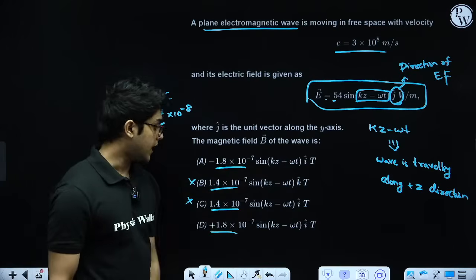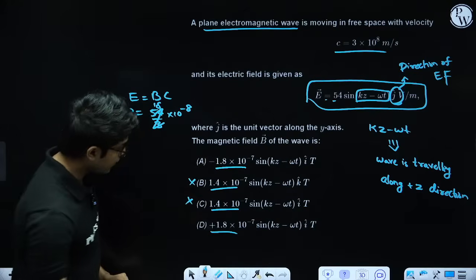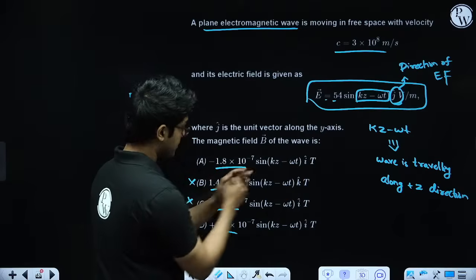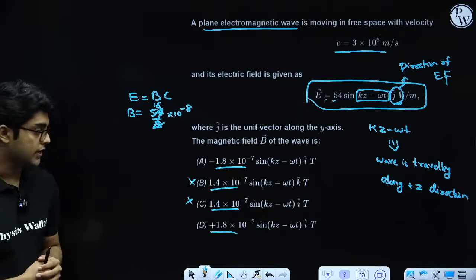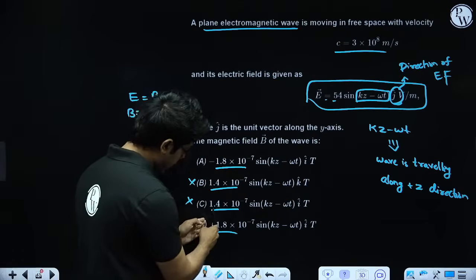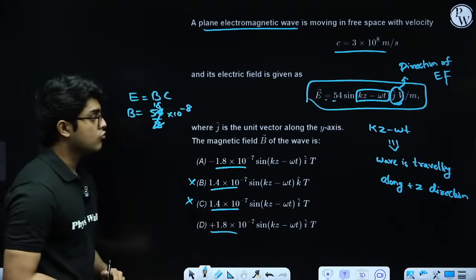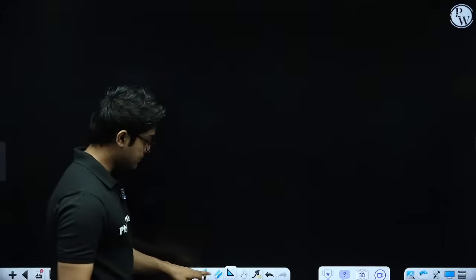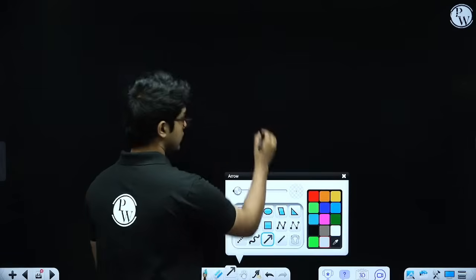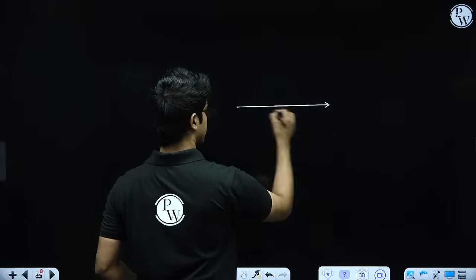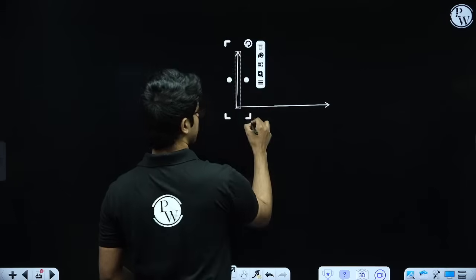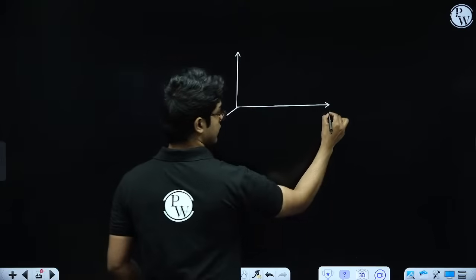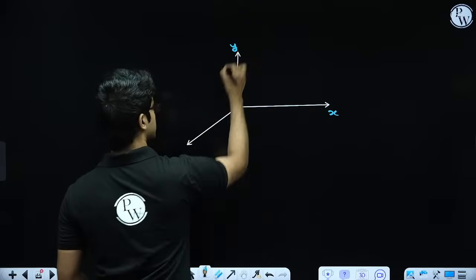Now let's talk about the direction. The difference between option A and option D is that in option A, the magnetic field is along minus i cap, and in option D, the magnetic field is along plus i cap. So we need to determine the direction of the magnetic field correctly. Let's say this is the x direction, this is the y direction, and this is the z direction. Positive x, positive y, positive z.